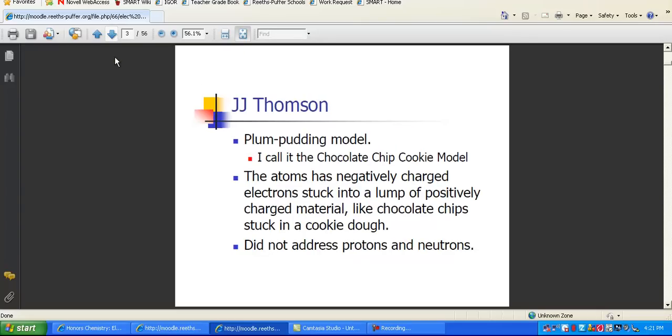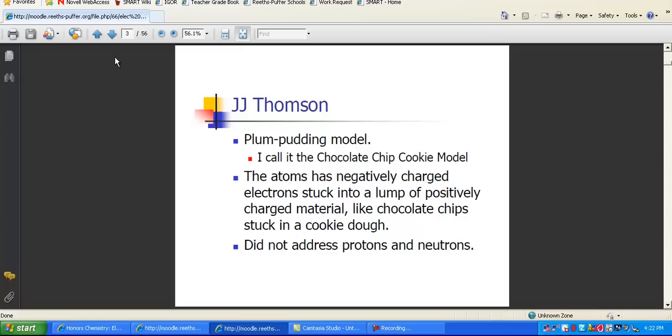Well, along comes, I'm going to say within his lifetime, 20-some years later, a student named J.J. Thomson. And Thomson proposed yet another version of what an atom looks like. His model is known as the plum pudding model. Now, to me, I can't necessarily picture what plum pudding looks like, so I call it a chocolate chip cookie model. That I can envision with no worries.